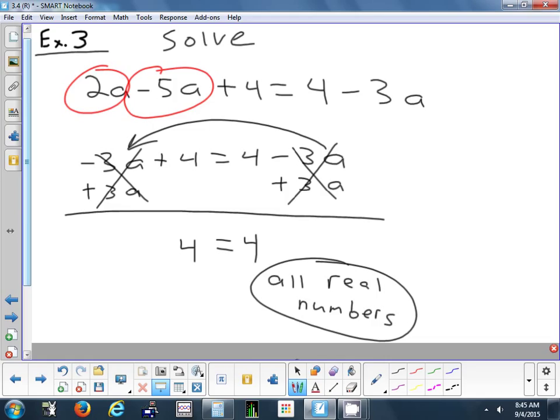Okay? I don't care what number you pick. You can't make this equation false. Anything that you pick will work: 2, 7, 1/2, 3 and a third. Any number you pick will make this work. Okay? And the way you know that happened, all your variables canceled. 4 equals 4. Ask yourself in your head, wait a minute, does 4 equal 4? Yeah, 4 equals 4. All real numbers.